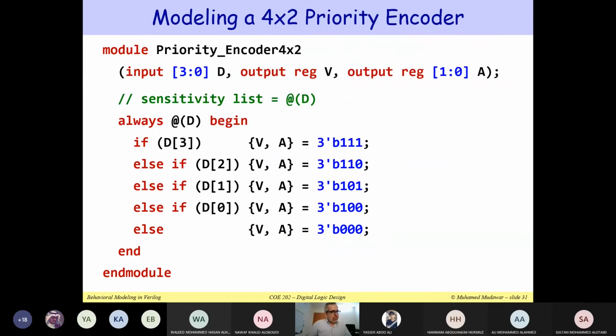Here's another example. I'm going to show you how we can model a 4x2 priority encoder. Remember priority encoder? It's an encoder, but we give priorities to its inputs. My input here is D, 4 down to 0. So this actually is a 4-bit input D. I have two outputs. I have V, which indicates whether the output is valid or not. And I have the output A, which is only 2 bits, that will encode which input is a 1.